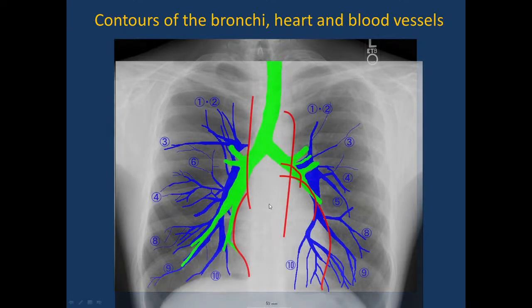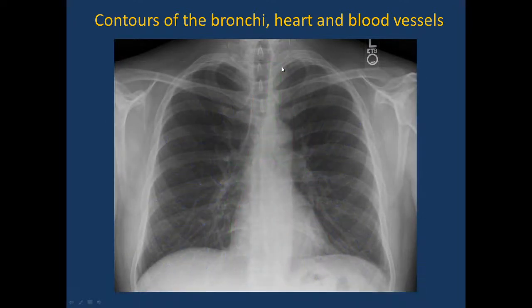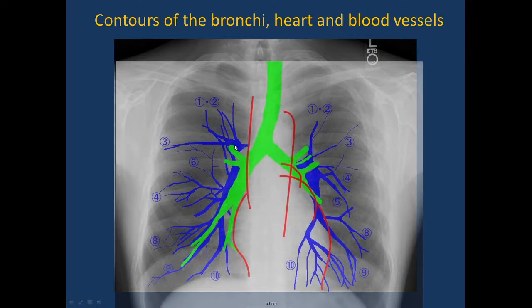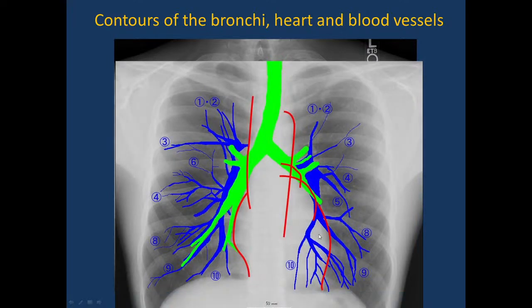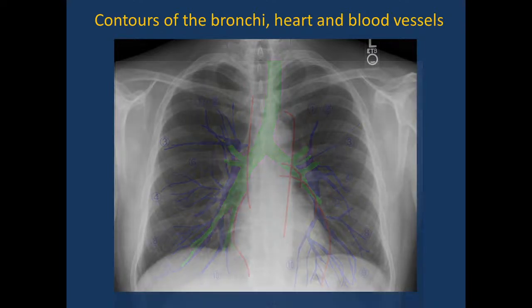This is the heart shadow here, and this is the bronchus in green. Here's the bronchus, trachea, and two bronchi here. And in blue, these are the vessels. So it is very easy. You just need some experience to analyze all of such structures, and it will be no problem in the future for you to see and examine patients.